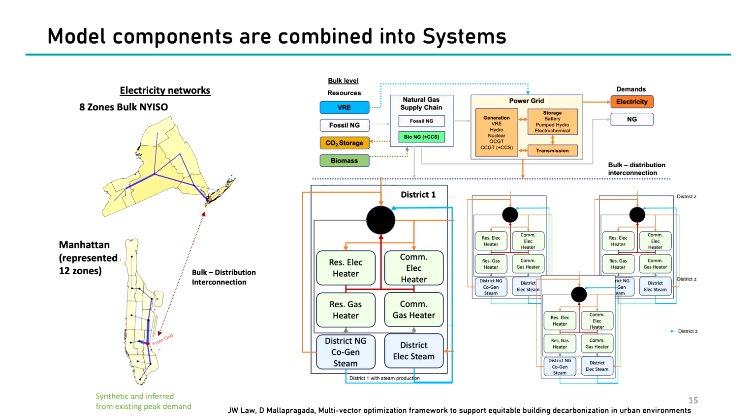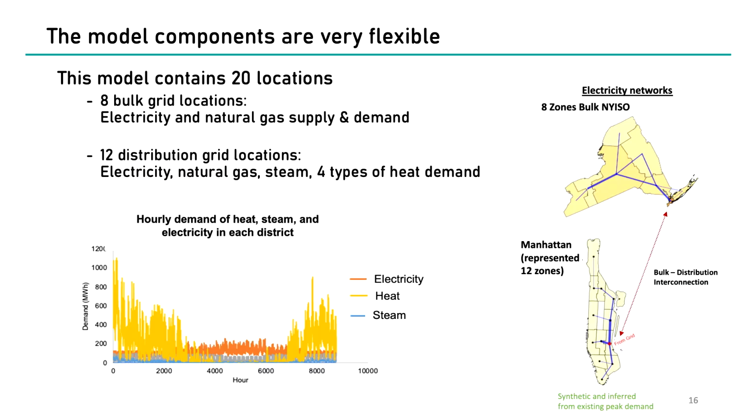And they essentially built different assets. So for this District 1 location, they had these different assets that allowed you to supply steam, four types of heat, natural gas, and electricity to consumers. And you had an equivalent system up top. So the bulk system had electricity and natural gas, supply and demand. The 12 distribution grids had those, and steam and the four types of heat. And so you got these hourly demand profiles that look like we have in the bottom there.